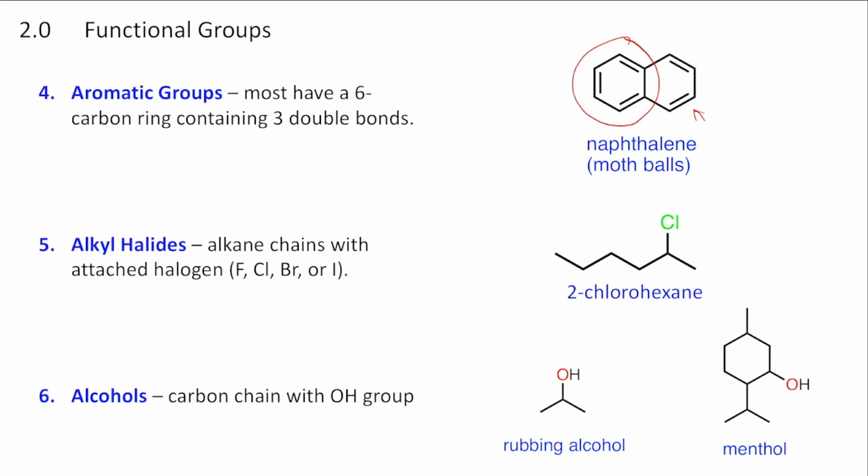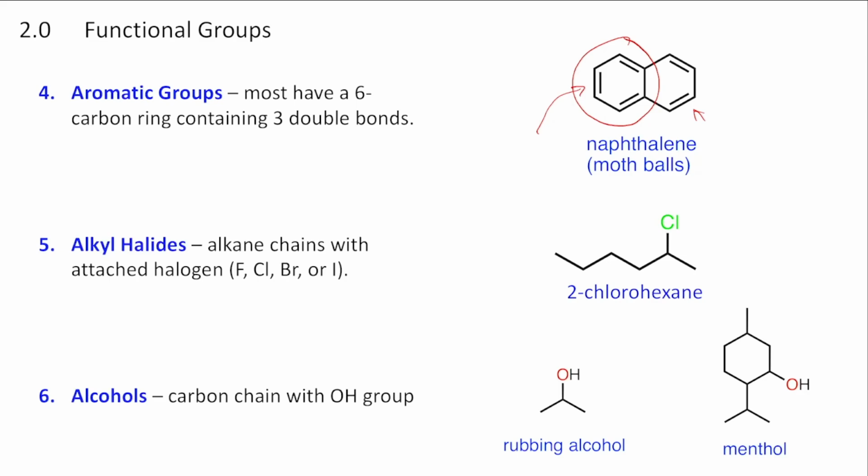Just to point out as well, if you have a carbon-carbon double bond that is part of an aromatic ring, that is not an alkene. Alkene carbon-carbon double bonds are all by themselves, and they're not part of this ring type structure that has 3 alternating single double bonds.